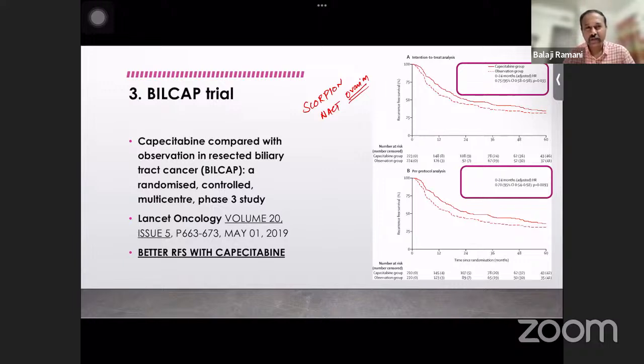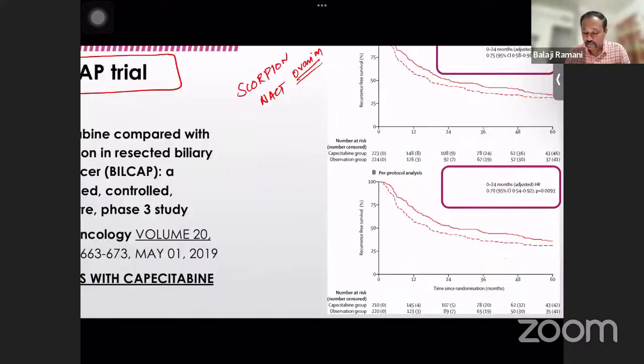Till recently, whenever we had hepatobiliary cancers, there was not much role of giving adjuvant chemotherapy. Though it was routinely being given, there was no evidence for it. Now, this changed with the advent of the BILCAP trial. Now, what is the BILCAP trial? It showed that there is definite benefit.